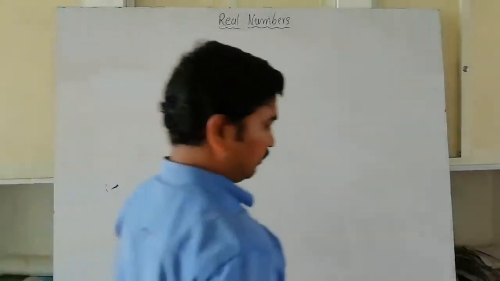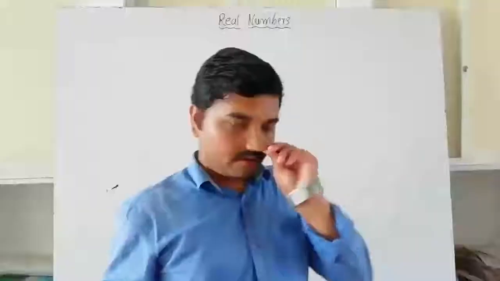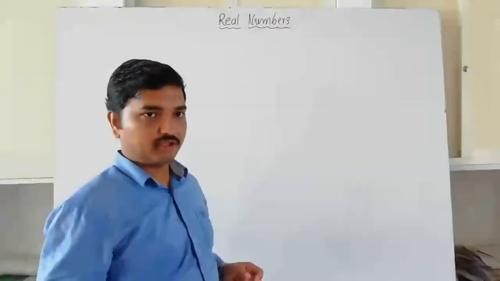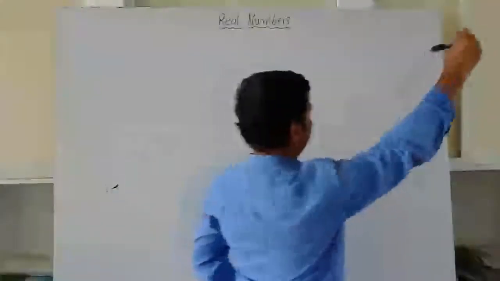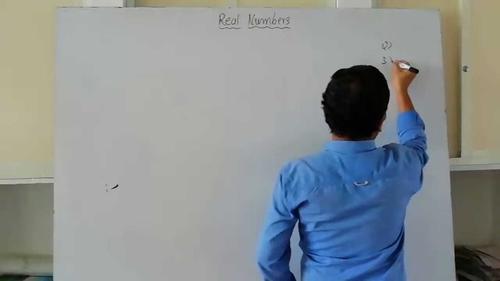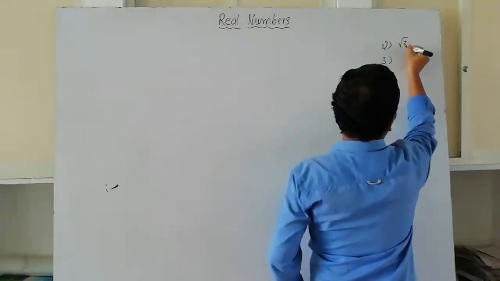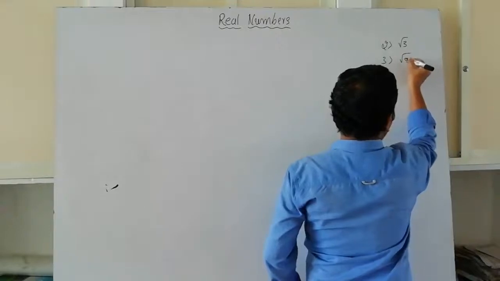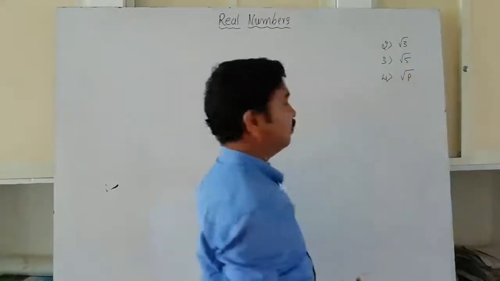Yes. Okay, I will begin the class now. So in the last class, we discussed the first question, how to prove that root 2 is an irrational number. In a similar sense, I told you to prove the second one, third one, and then fourth one. The second one, I think, is root 3. The third one is root 5, and the fourth one is root p. So you need to prove all these things.